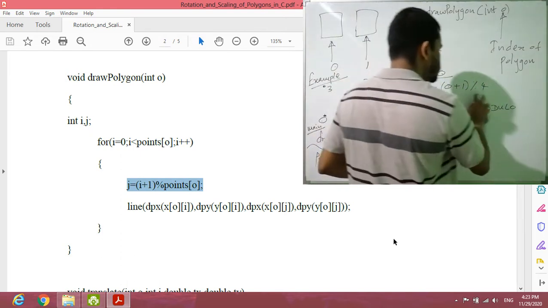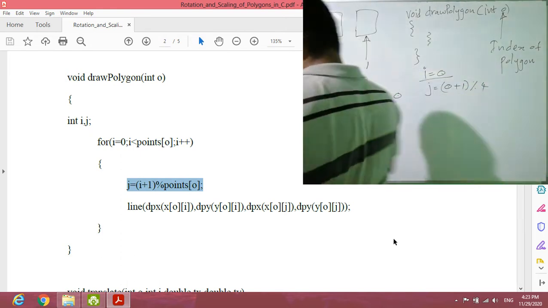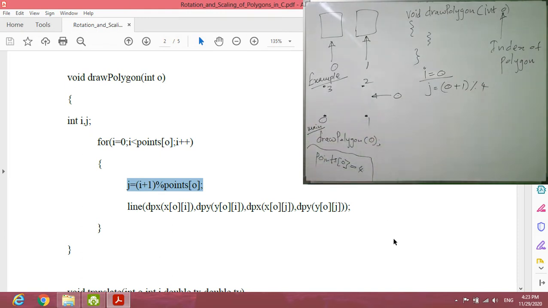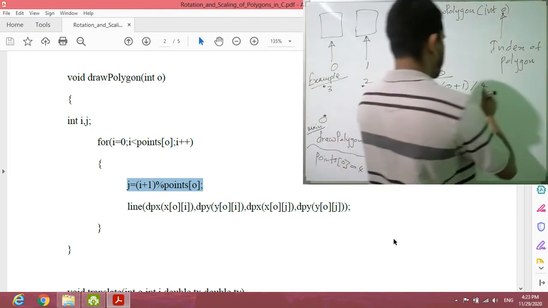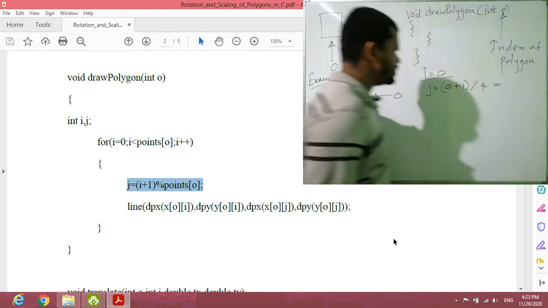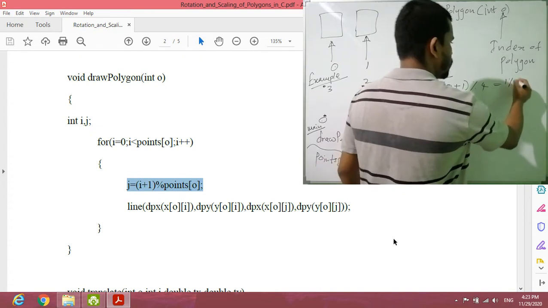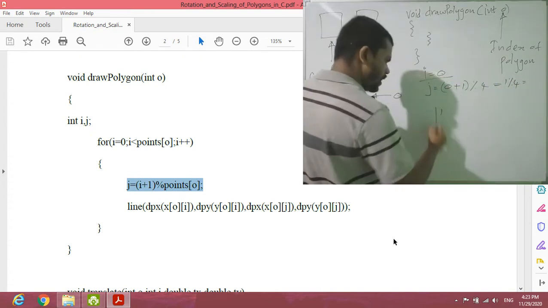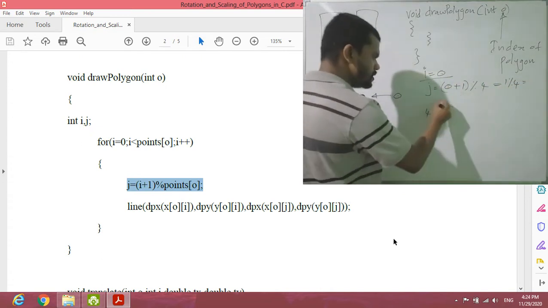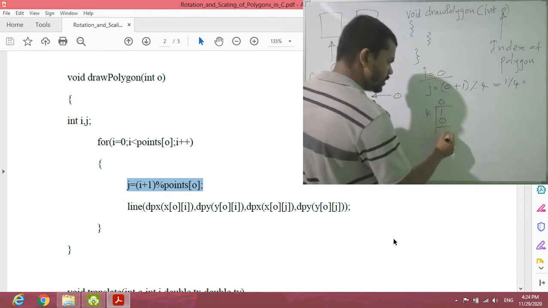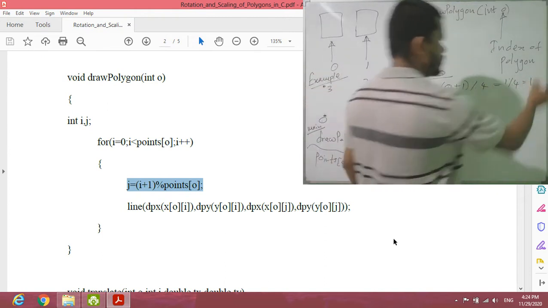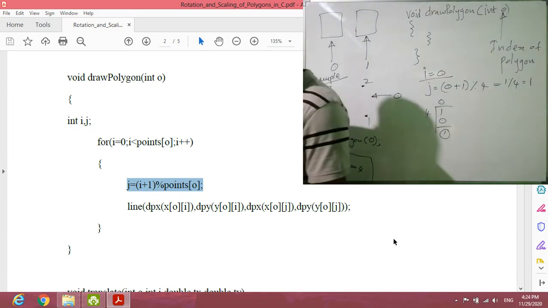Now you will understand why I have used the modulo operator in this particular function. So now what is the value of this one? 1 modulo 4, what does that mean? 4 into 0 is 0, 1 is the remainder. This is 1. j is 1.